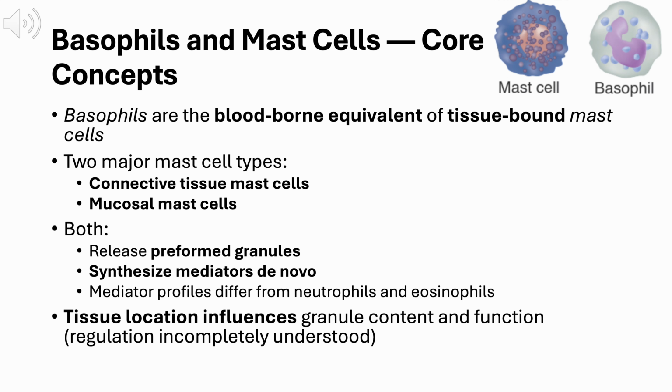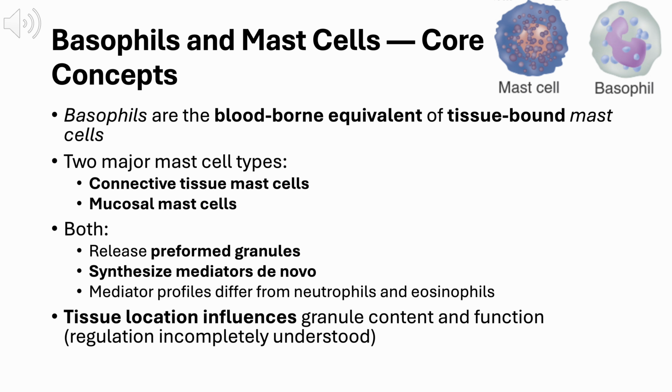We'll now turn to basophils and mast cells, which are closely related but occupy different compartments. Basophils circulate in the bloodstream, whereas mast cells are tissue-resident cells. Mast cells are broadly divided into connective tissue and mucosal subtypes, and their exact granule composition and function vary depending on the tissue in which they reside.